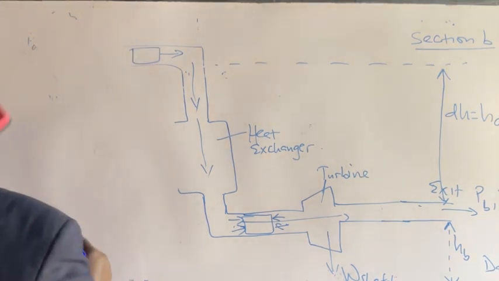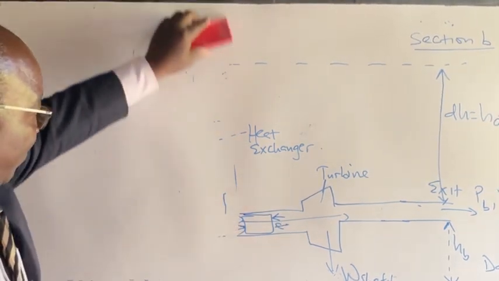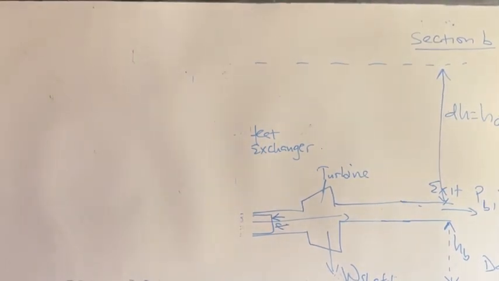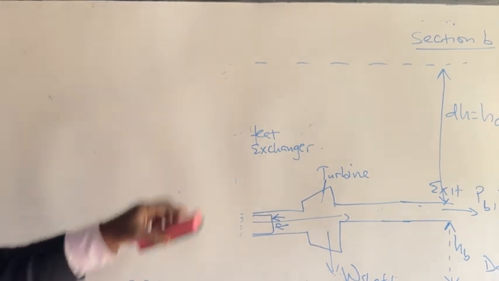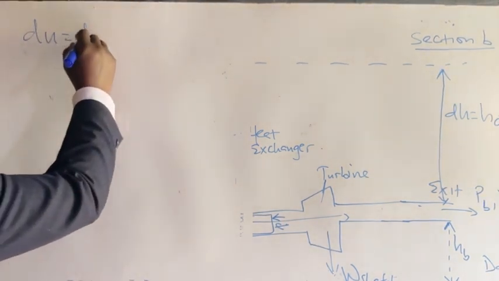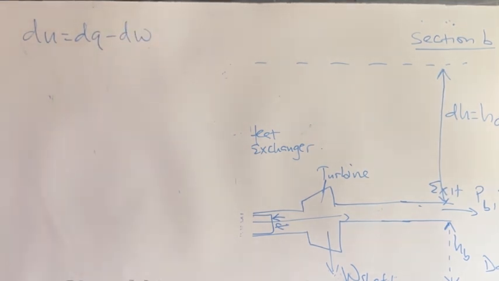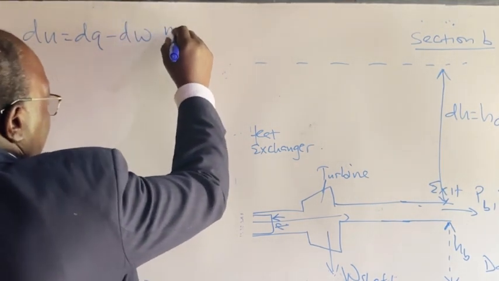So in the first section, what are we going to have? So we are saying that from the first law, du equals dq minus dw. That is for a non-flow process.